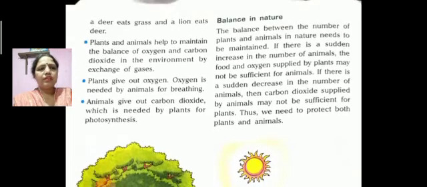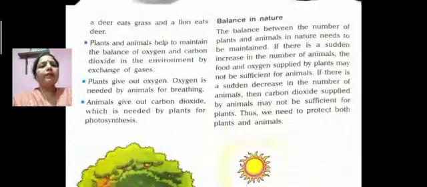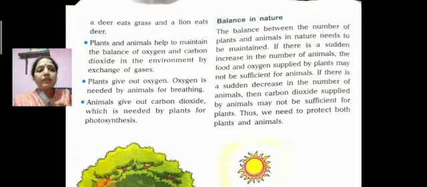Here you can see the picture of photosynthesis. Okay. Now, balance in nature. The balance between the number of plants and animals in nature needs to be maintained. If there is a sudden increase in the number of animals, the food and oxygen supplied by plants may not be sufficient for animals. If there is a sudden decrease in the number of animals, then the carbon dioxide supplied by animals may not be sufficient for plants. Thus, we need to protect both plants and animals.